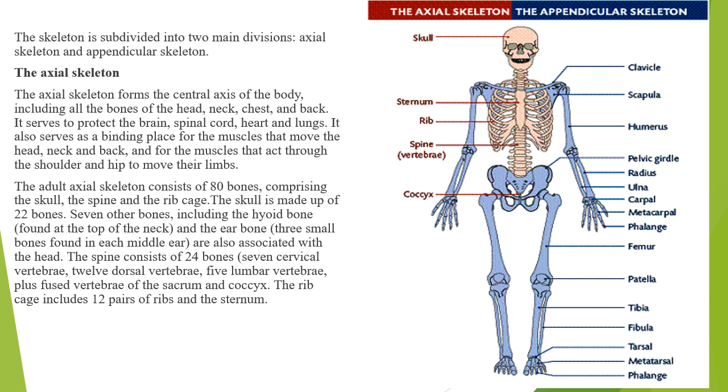In this image, we see the axial skeleton and the appendicular skeleton. In the axial skeleton, we find the skull, sternum, ribs, spine vertebrae, and coccyx. And in the appendicular skeleton, we find clavicles, scapula, humerus, pelvic girdle, radius, ulna, carpals, metacarpals, phalanges, femur, patella, tibia, fibula, tarsals, metatarsals, phalanges.